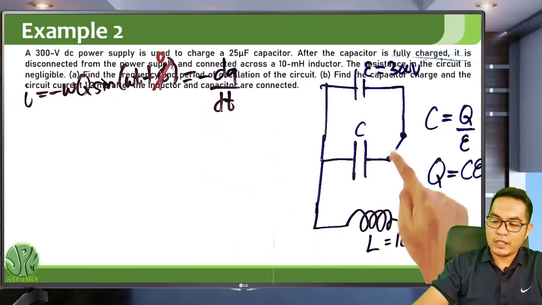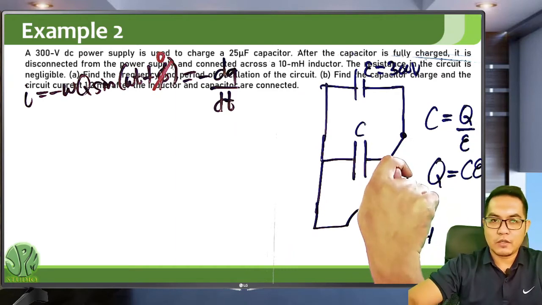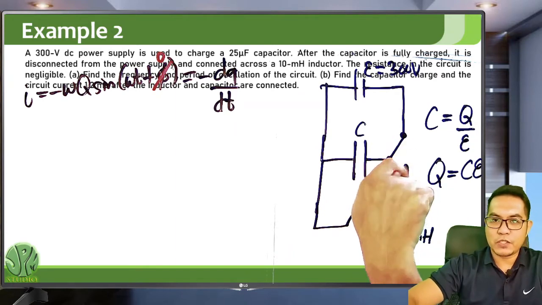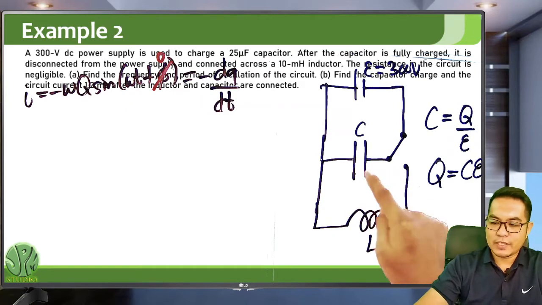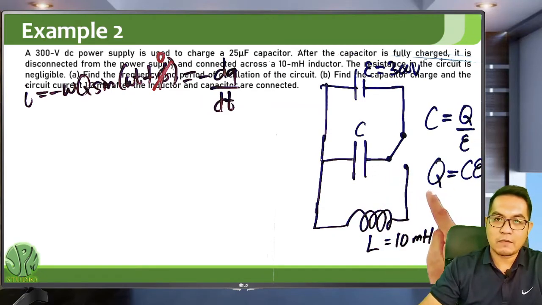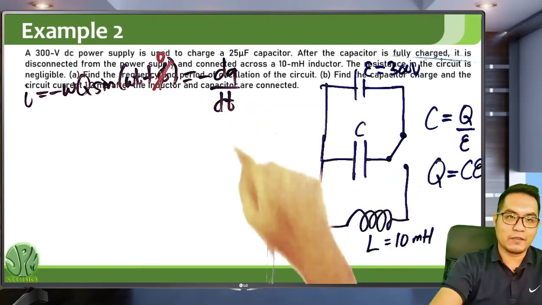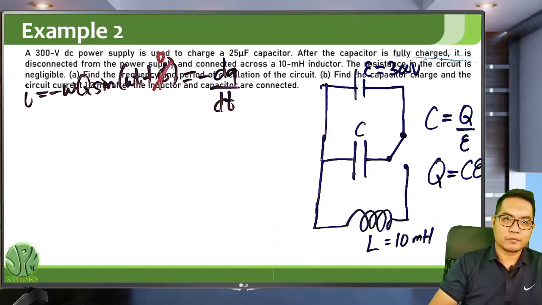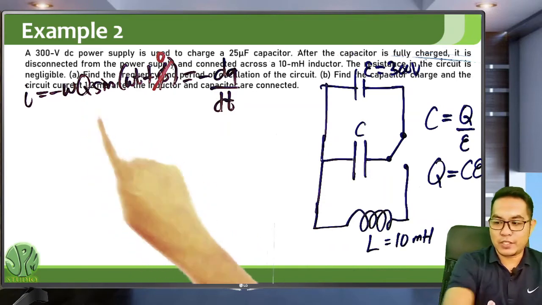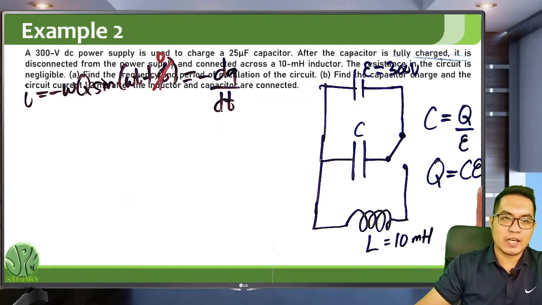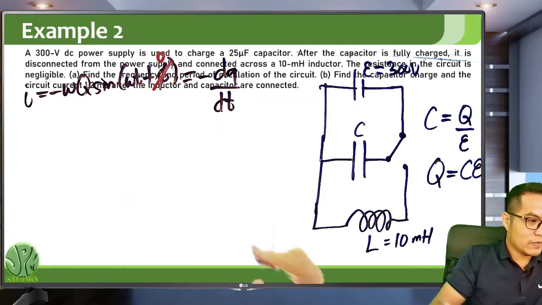So after you switch this to here, then the capacitor charge starts from an initial value of Q and it's decreasing. So it's negative dq dt. And the capital Q is the full charge. This is C, capacitance, times the EMF. So we have something like this.